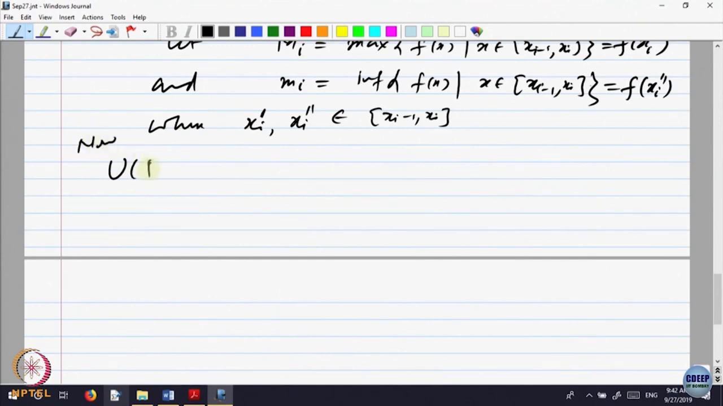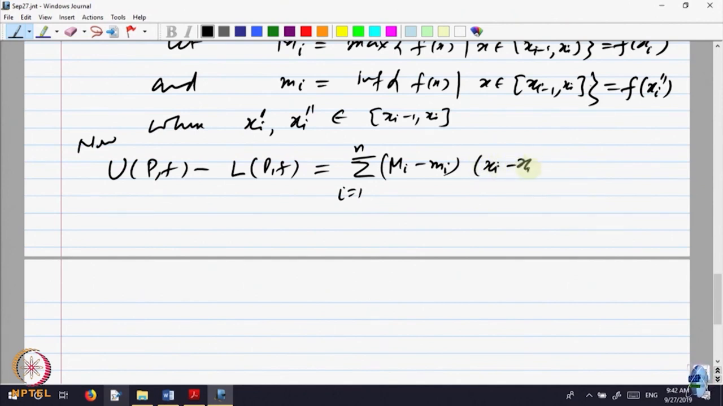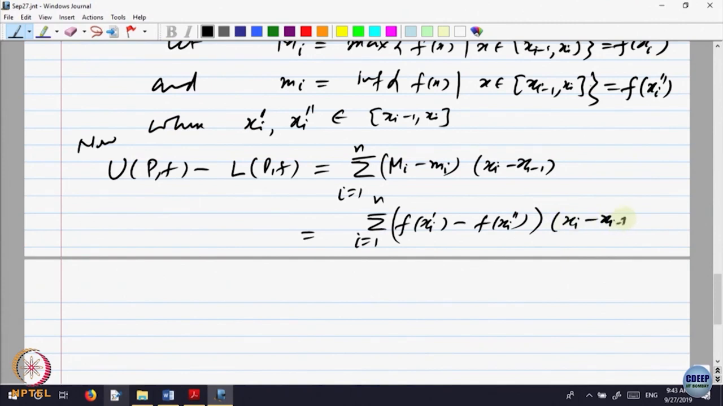Now, the upper sum with respect to P minus the lower sum with respect to f. So, what is that? That is equal to the sum from i equal to 1 to n of capital M_i minus small m_i, the maximum minus the minimum, into the length of the interval x_i minus x_{i-1}, right. Now, this value is taken at that point. So, this is the sum for i equal to 1 to n of f of x_i dash minus f of x_i double dash into the length of the interval, right.